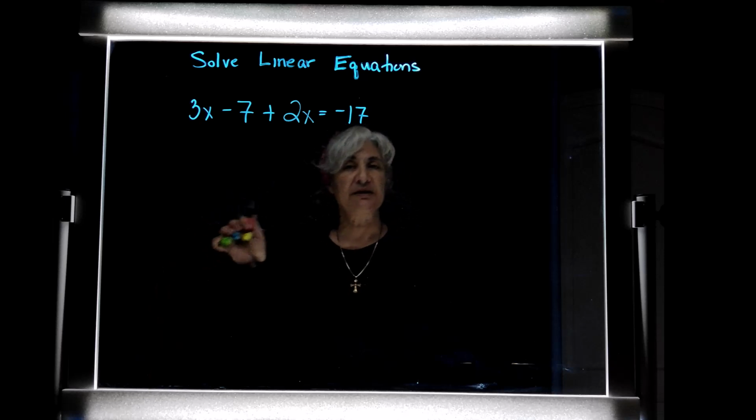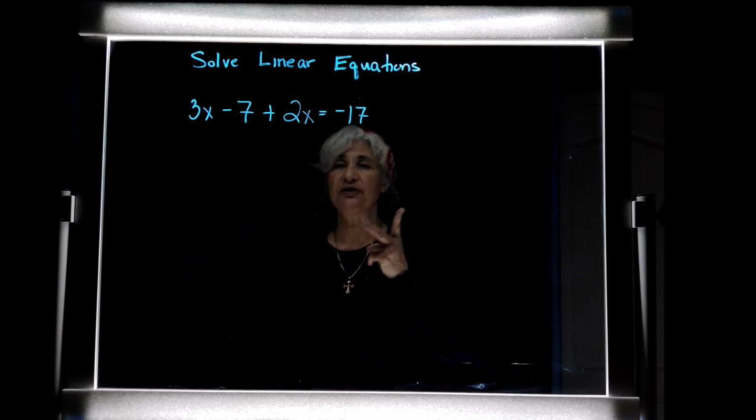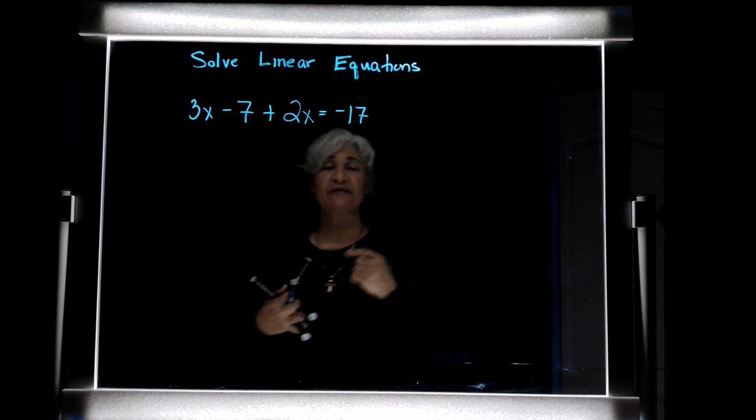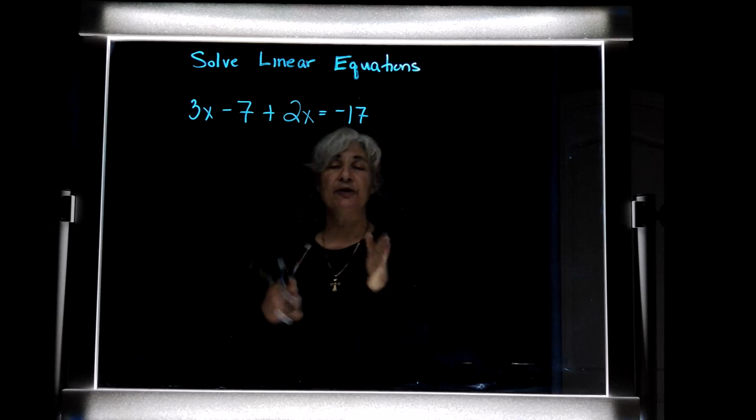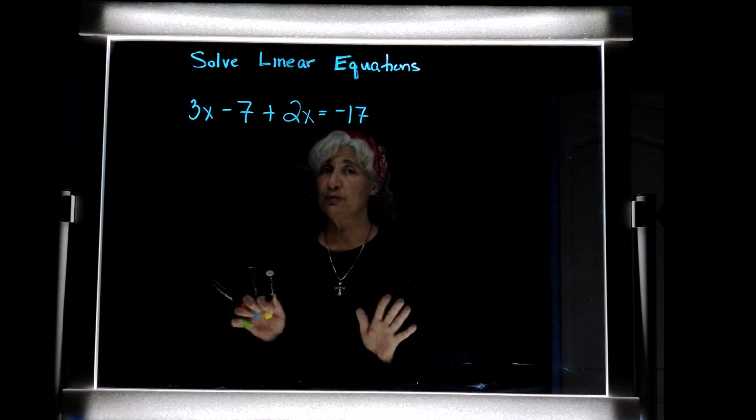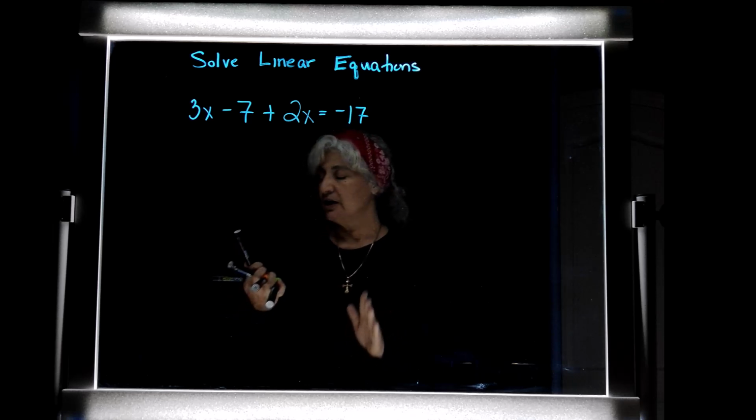In this case, we're solving a linear equation with two variables that are on the same side of the equal to sign. So in this case, I have x written twice, and they're both on the left side of the equal to sign. Gratefully, I don't have to move them around, okay?